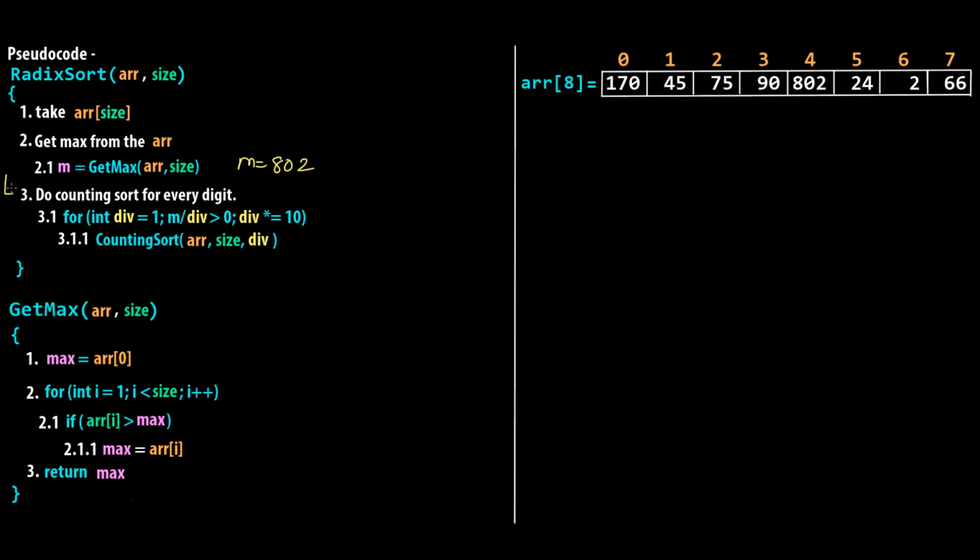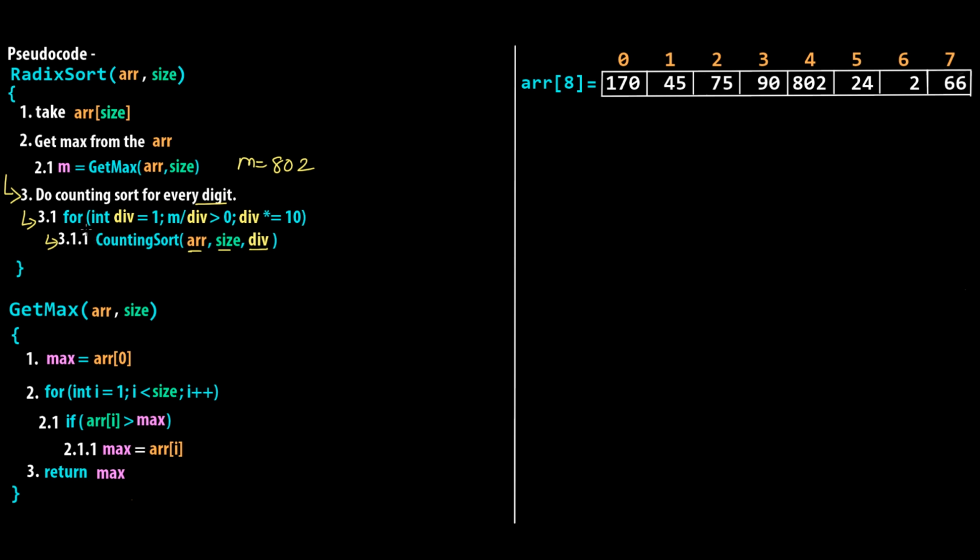And now step 3 is where we do the counting sort. So here it is saying do counting sort for every digit. Now we've got our max value as 802. In step number 3.1, we are saying for int div equal to 1, m divided by div greater than 0, div star equal to 10, and inside the for loop we are calling counting sort on this array. We are passing array size and this div variable.